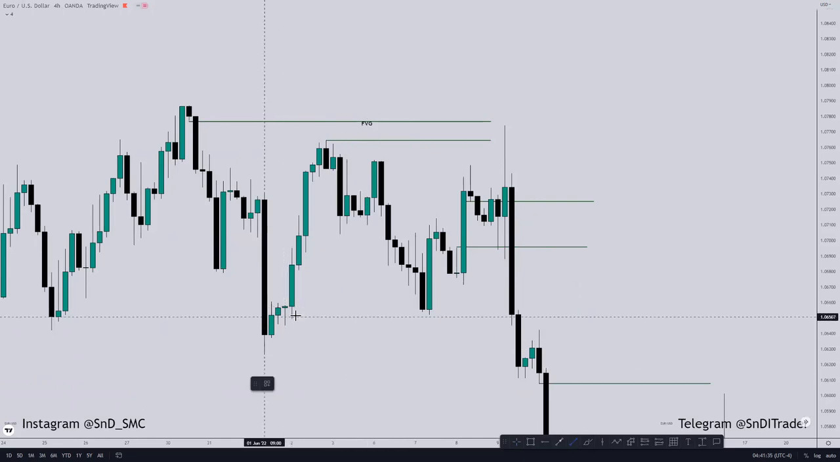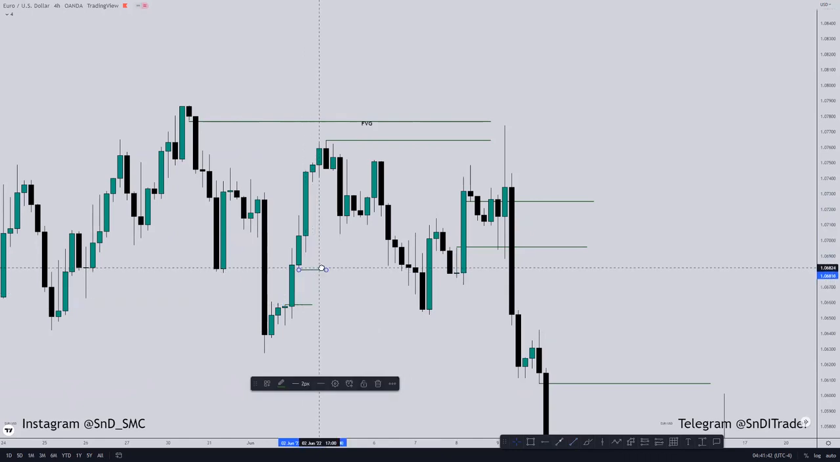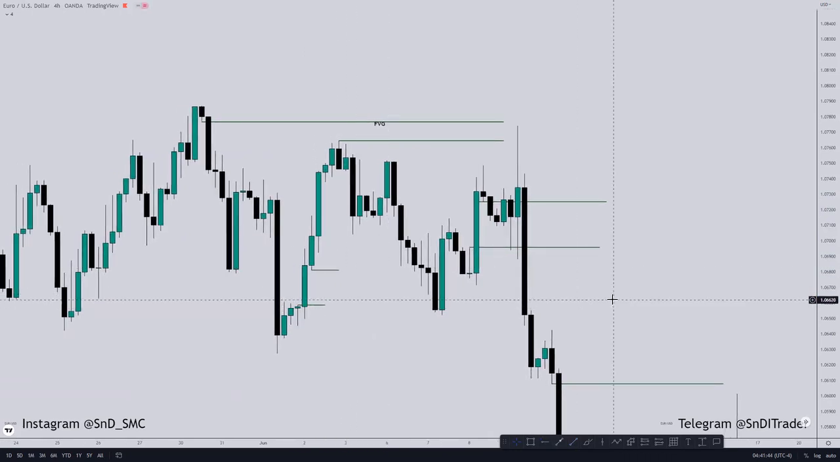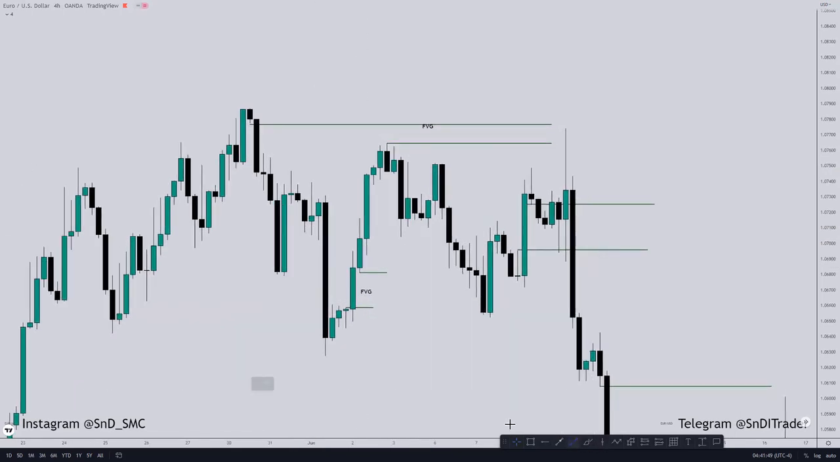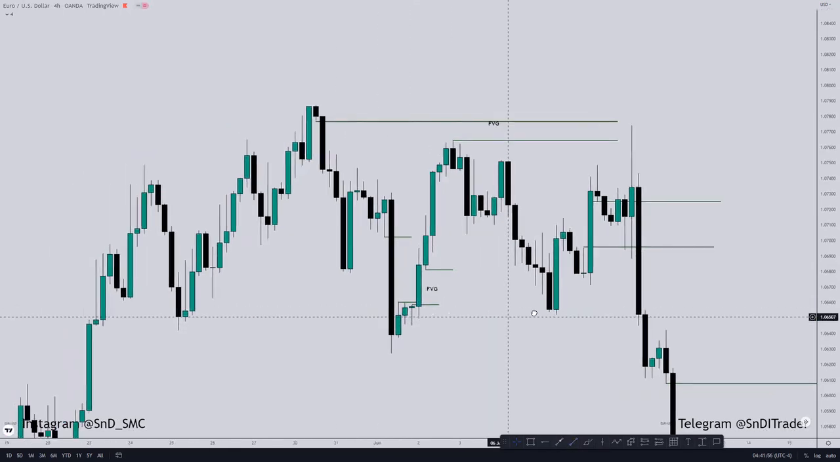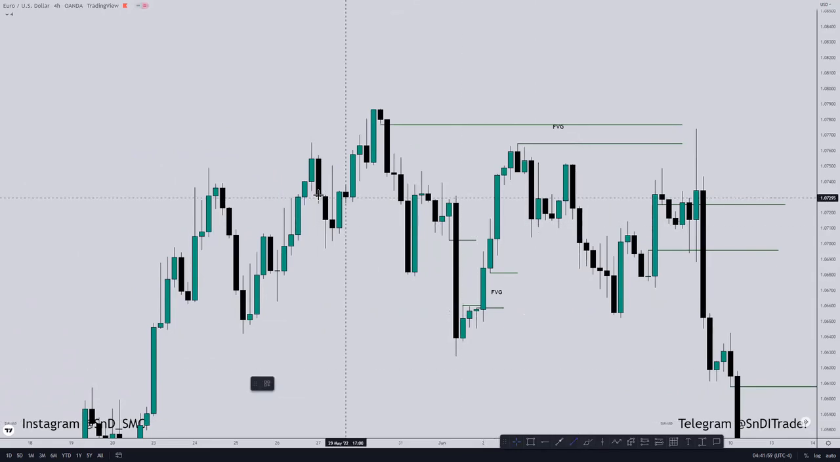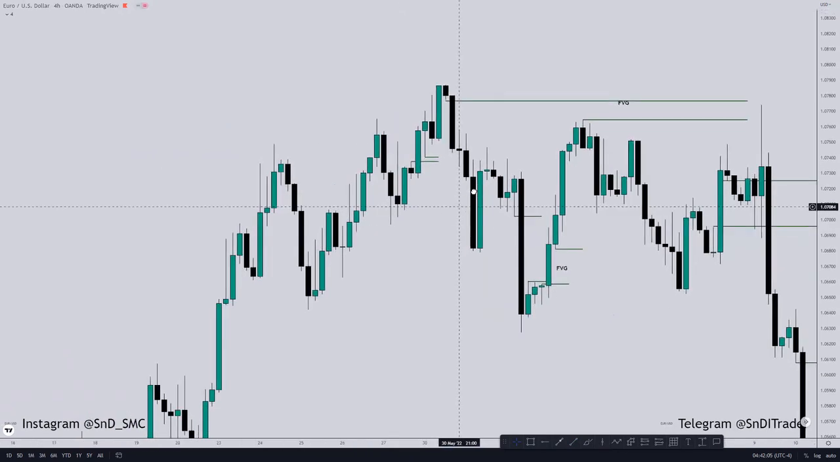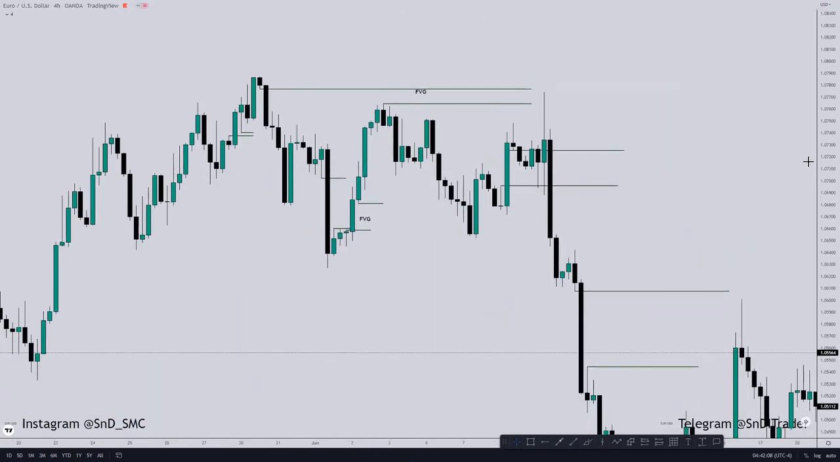In this zone, we have a fair value gap just from this one to this one. So this will also be your fair value gap. And we have another fair value gap here from here to here. So that is also a fair value gap. And there is also a fair value gap here. This is also known as fair value gaps. So that is how you determine the fair value gap.